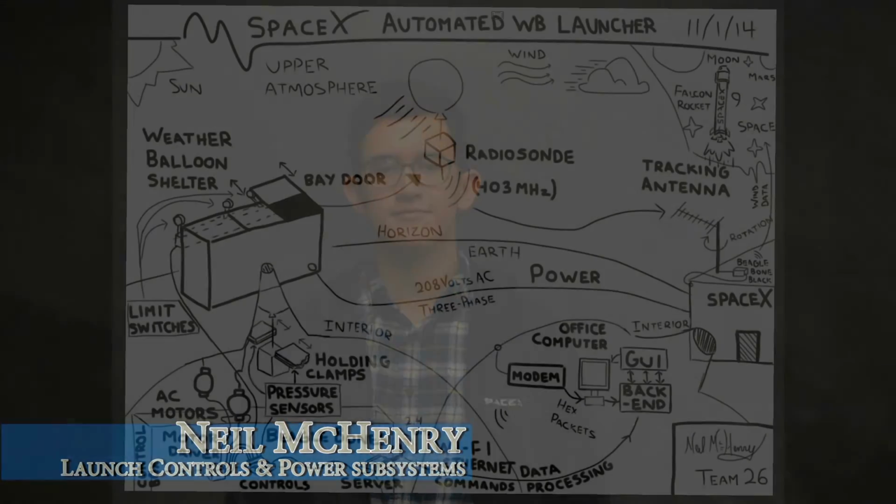The subsystem that is in control of the release of the weather balloon is the launch control subsystem. This subsystem controls two major components: the holding clamps that keep the balloon and attached payload from rising, and bay doors that open and close to protect and shelter the balloon.